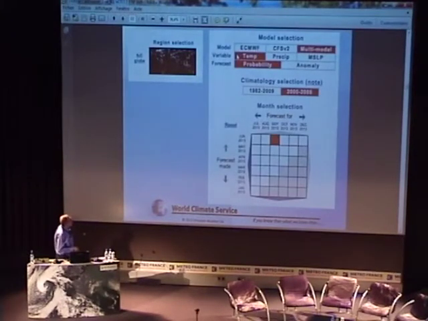In terms of navigation on the site, you can select areas up here by clicking. You can get North America, you can get Europe, you can get Africa, and so on. I went over this before. I'll say a word about anomaly forecasts.